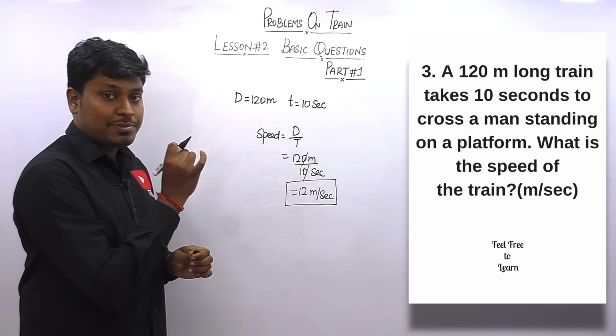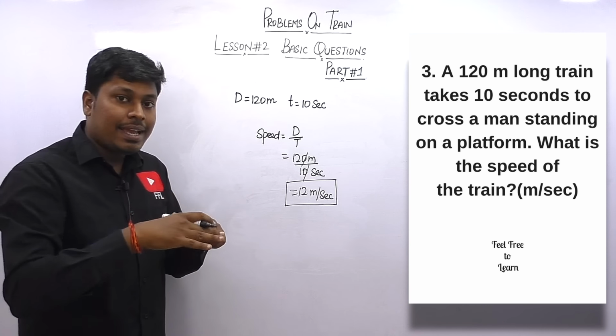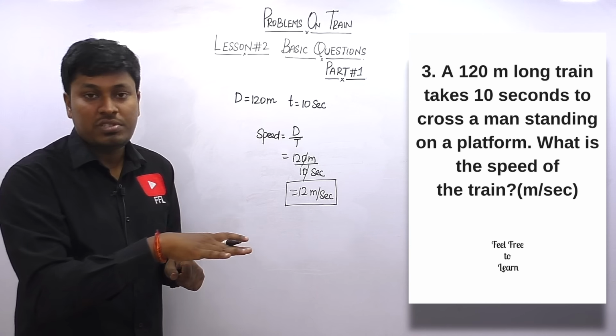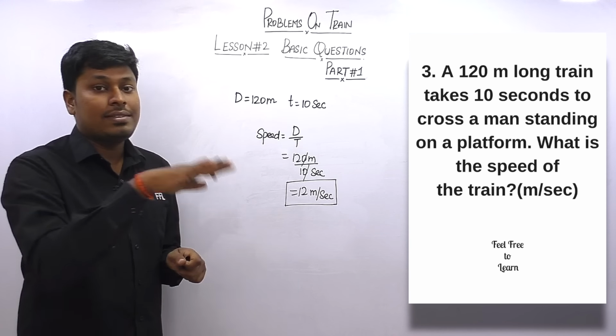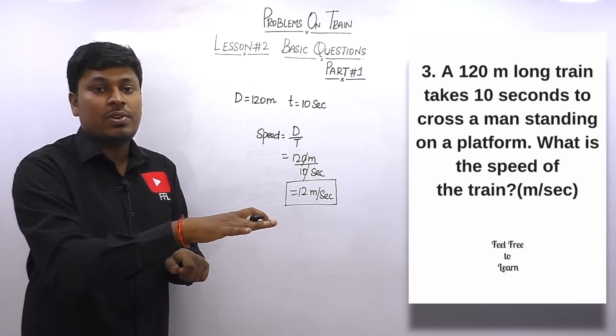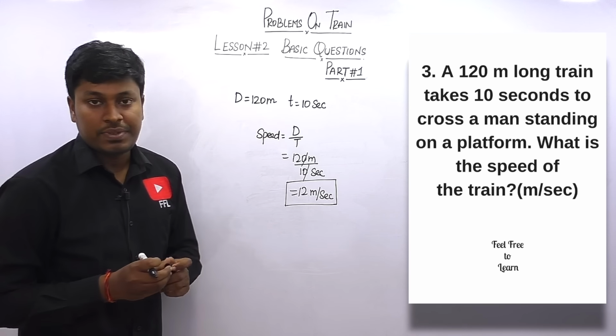So the third question is a most important question. Beginners, read the question carefully, whether the train is crossing a man or otherwise a train is crossing a platform. That is most important. Here the train is crossing a man, but the man is standing on a platform. That is not needed. The train is crossing a man, that is needed, right? So distance traveled by the train is equal to length of the train.